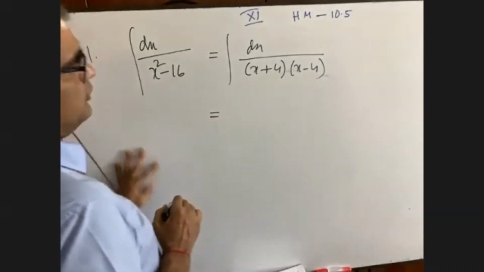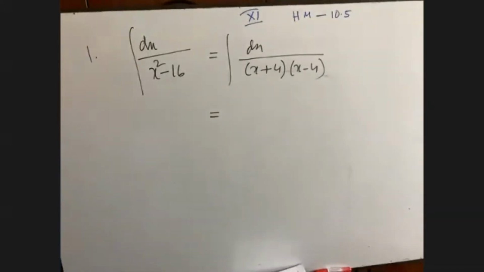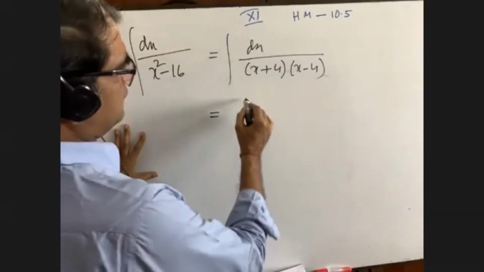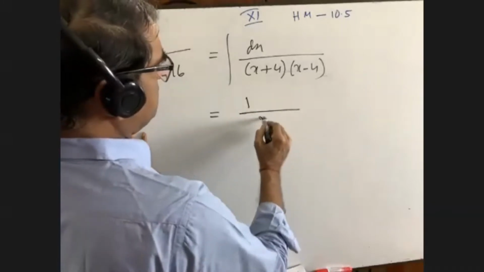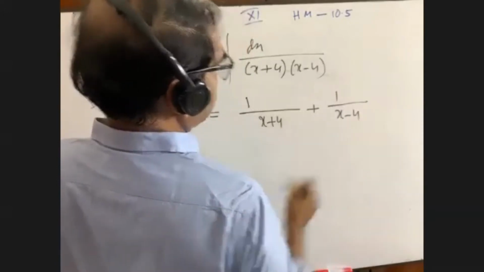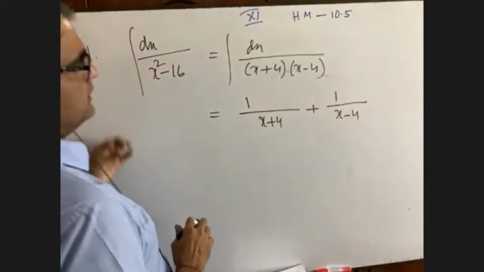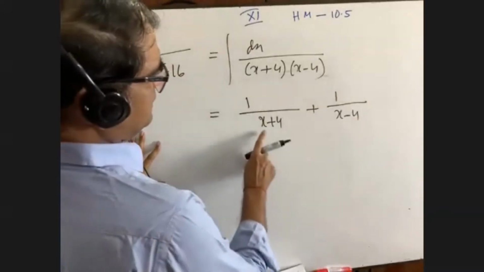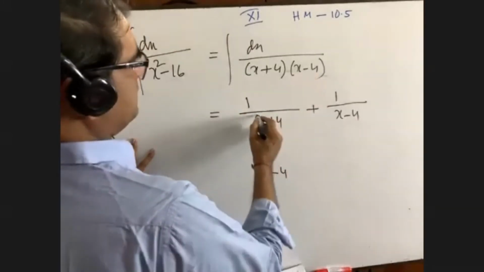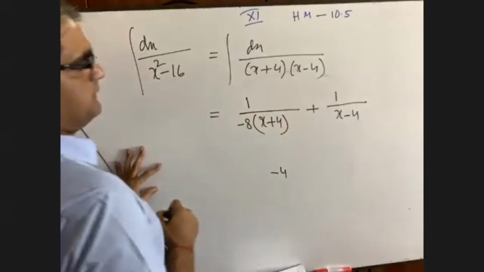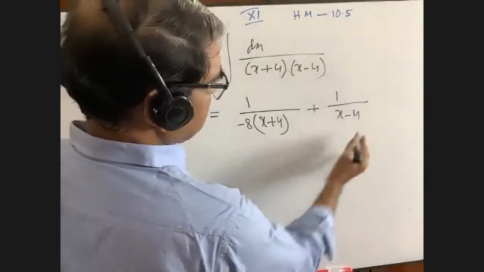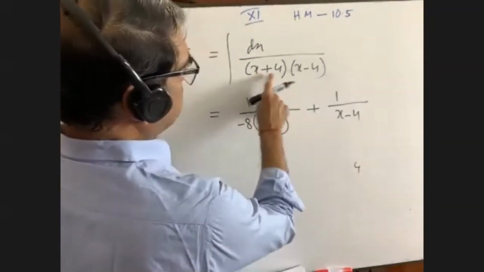Then what can we write here? Can you tell me, please? 1 by x plus 4, then 1 by x minus 4. Now you see, when I put the value of x here, what is it? Minus 4, right? So minus 4 gives minus 8. Now here the value of x is 4, so put 4 plus 4, that is only 8.